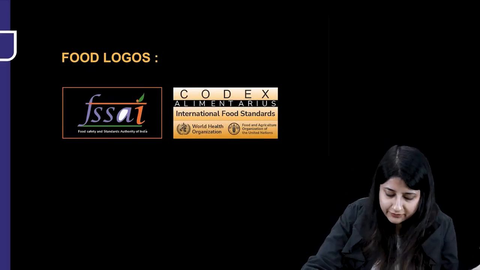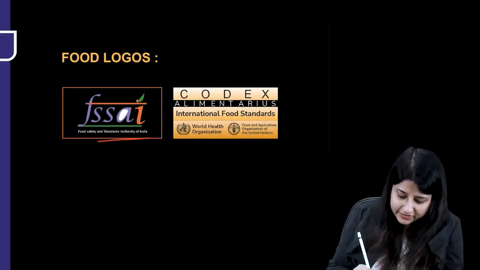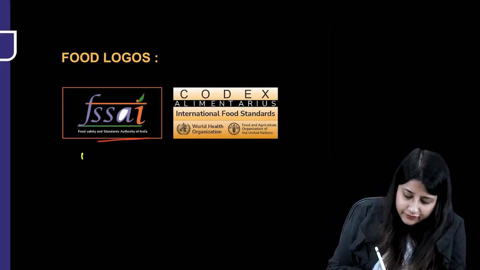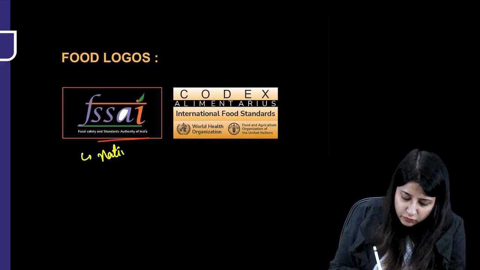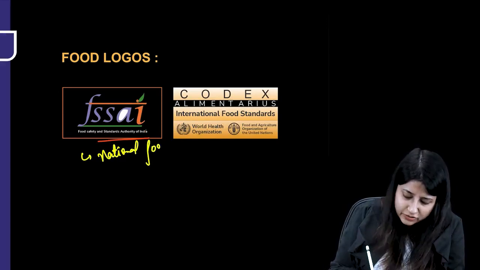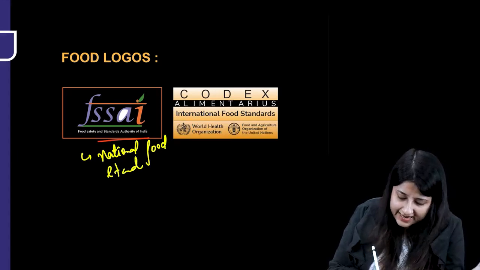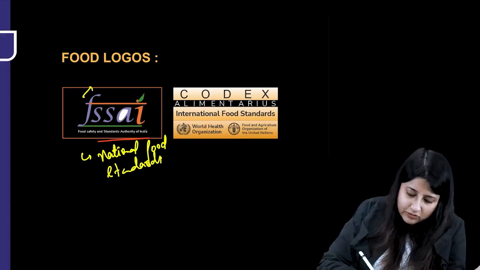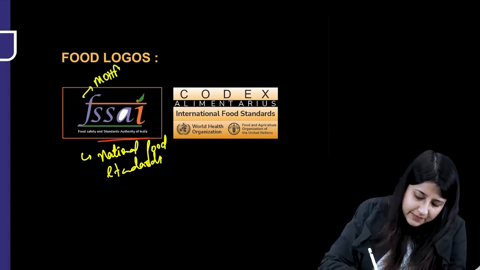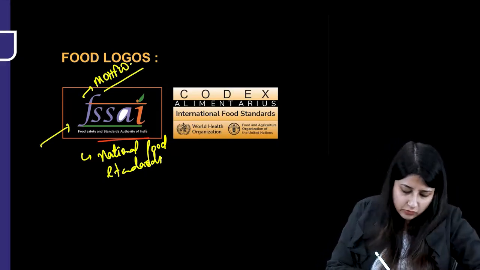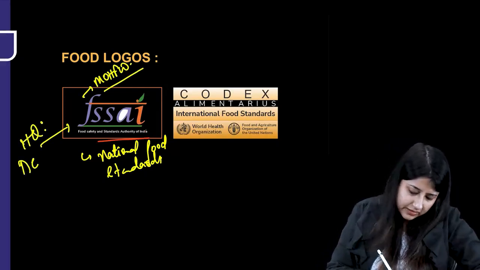Coming to the last one, food logos. This is Food Safety Standard Authority in India. So from this provides us what? National food standards. Okay, national food standards. This is also under Ministry of Health and Family Welfare. The headquarters of FSSAI is in Delhi.